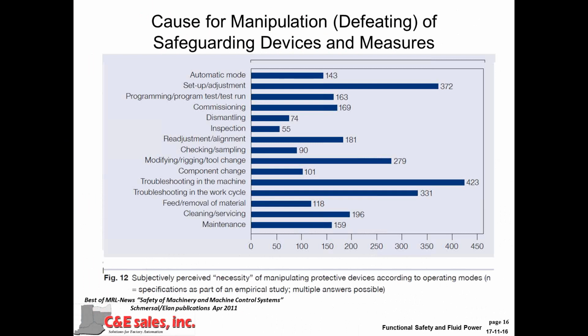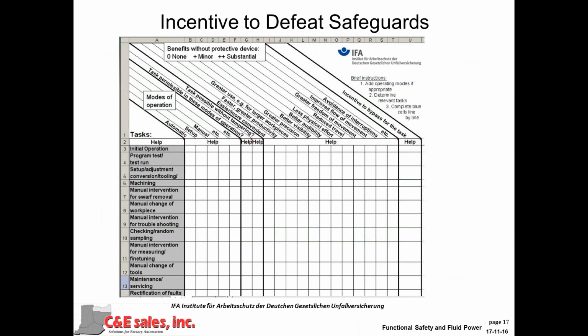That suggests that the design of the safeguarding measures was not well thought through. Another very handy tool is to take a look at your design or your machines, review some of the tasks that the individuals do in the various modes that they have, automatic, setup, manual, and so on, and then see whether there is any advantage in bypassing the safeguard in order to make their job easier.